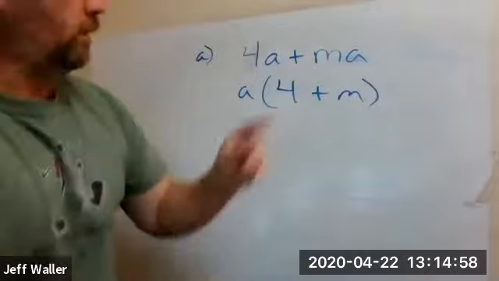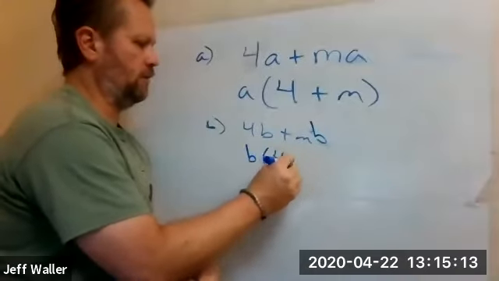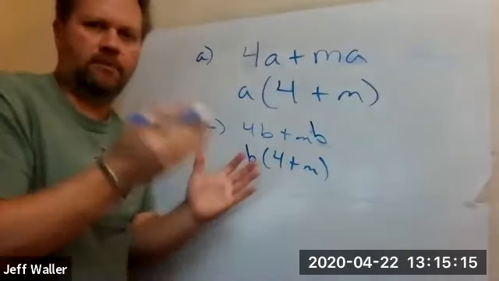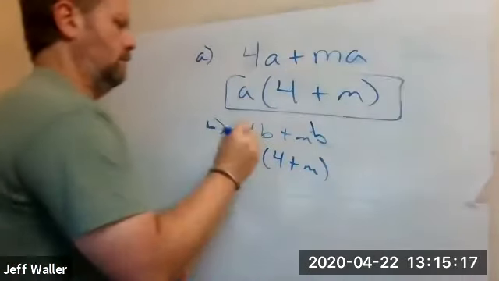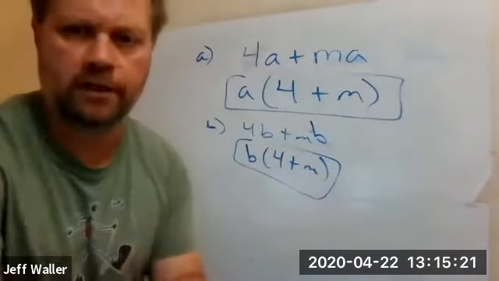I love it. What if this would have been 4B plus MB? It's trying to be a B. Do you see what I'm saying? That would have been B times 4 plus M, right? That's not amazing, is it? Did I have to pick A's? I could have picked B's. I could have picked W's. Why would the M come out?